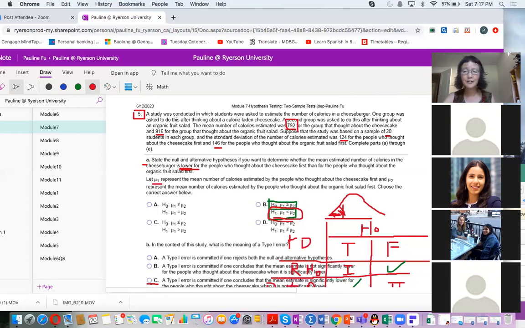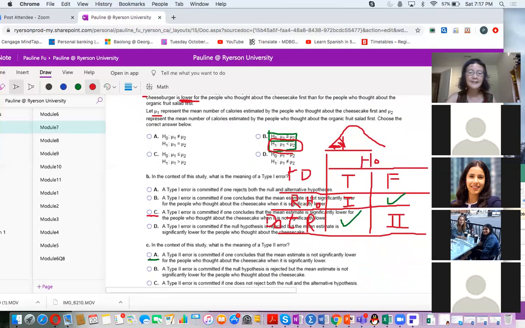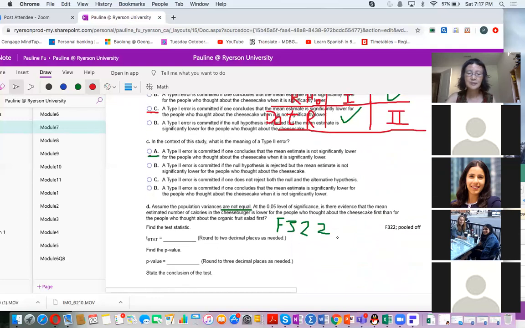Pooled off. Last class we said pooled on. When do you use pooled on? When two population variances are the same, you use pooled on. Here it says population variances not the same. You have to say pooled off. Okay, and then you press EXE. So I'll write down here, pooled off. This is important.